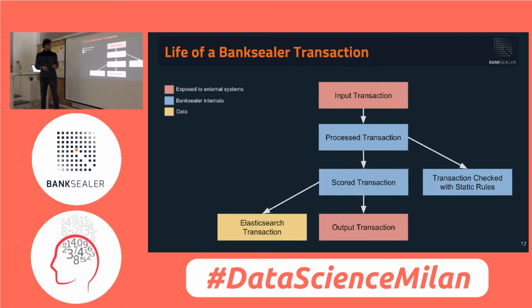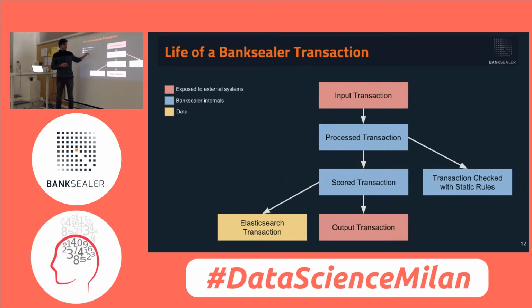So here you have, in the middle, the main path a transaction goes through in Banksealer. We receive an input transaction that can be anything the bank sends us. In this state, we are taking this thing from the bank, in raw format, so we need to process it and validate the content so that we are sure the values are correct and properly formatted.